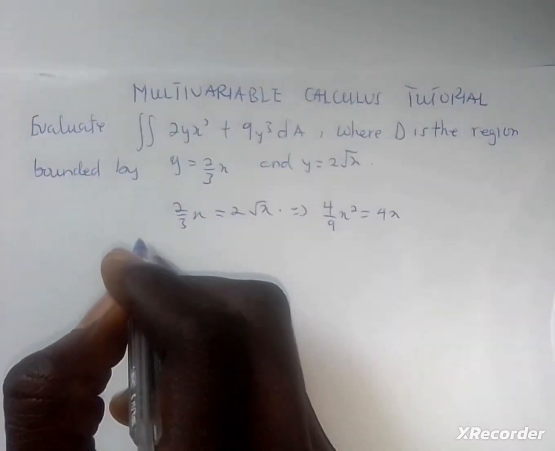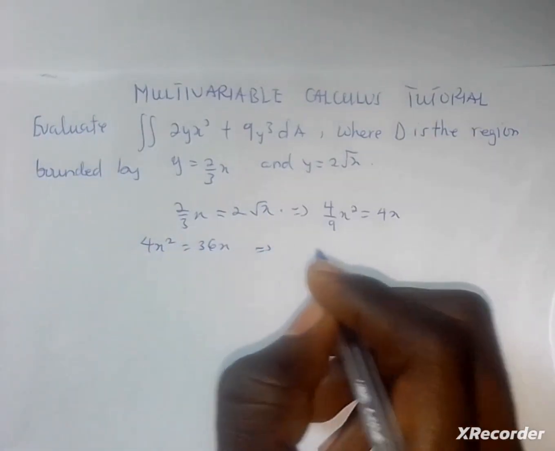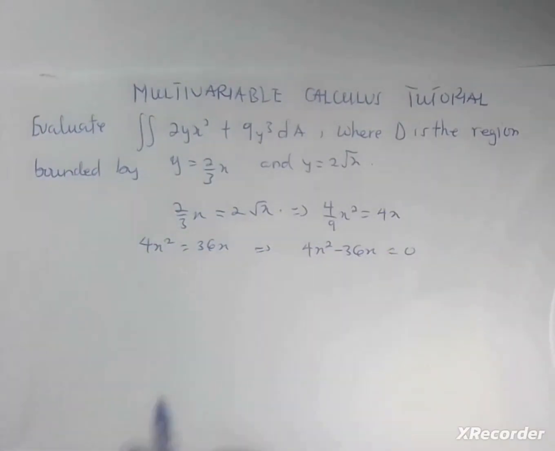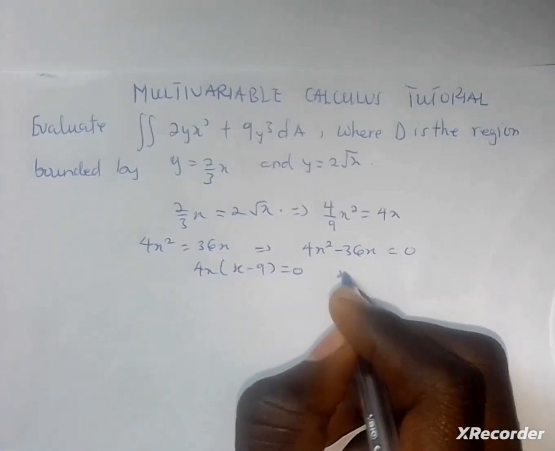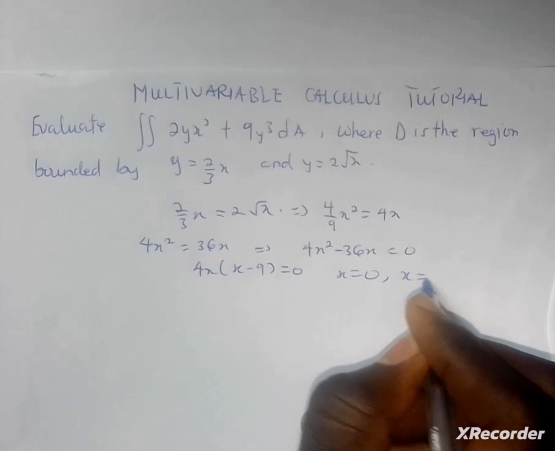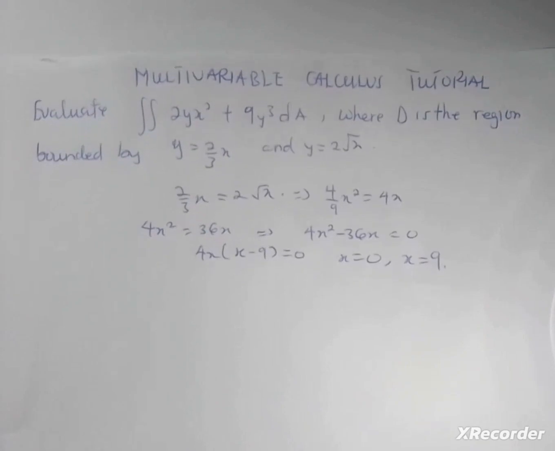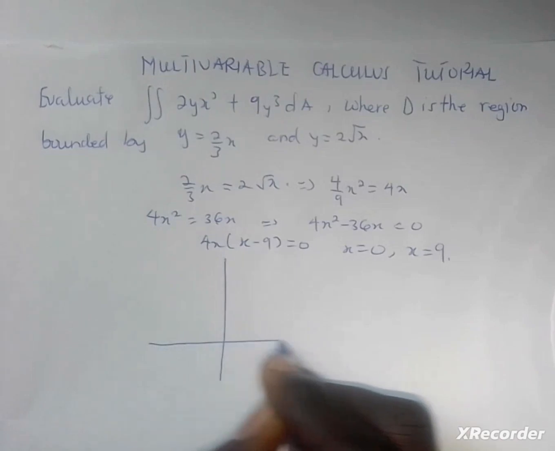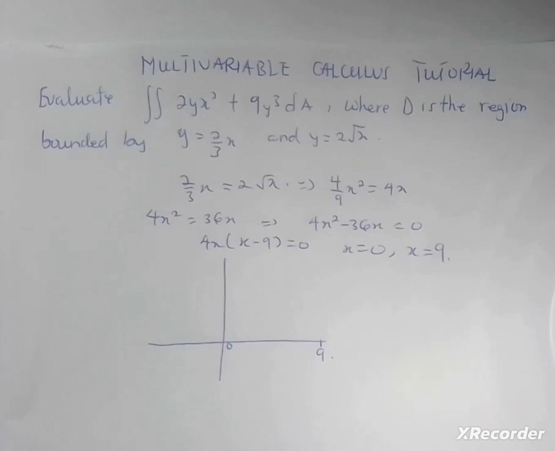So from here, I can multiply, I'm going to get 4x squared is equal to 36x, right? This will further give me 4x squared minus 36x equals 0. I can then factorize 4x out, x minus 9 equals 0. Therefore, my x is equal to 0 and my x is equal to 9. From here, the next thing to do is to go straight to your Cartesian plane to draw. So realize that x is from 0 then to what? 9, right?